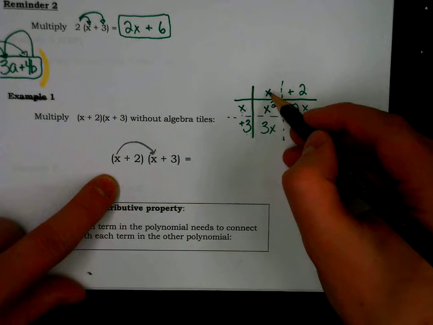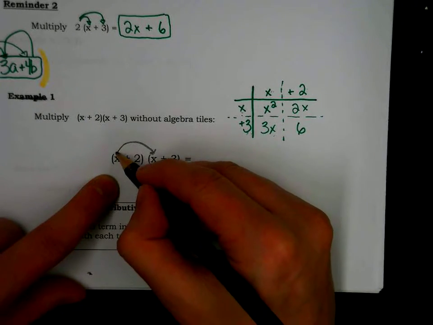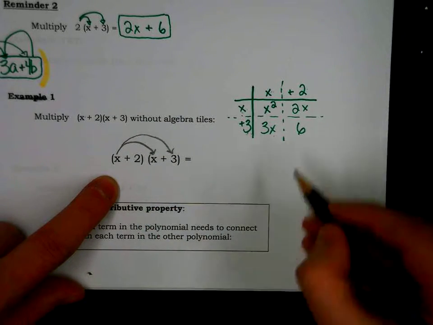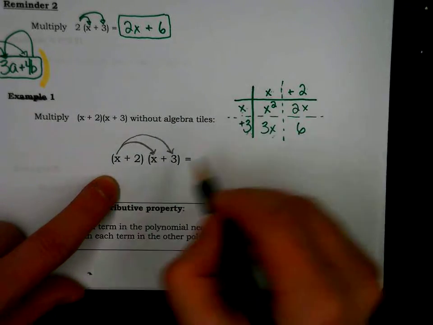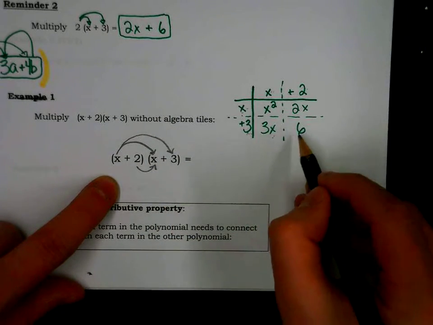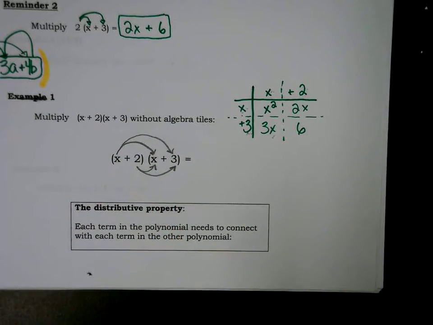Let's just next go and say an x times a 3 is going to connect to make a 3x. So I'm going to say there's going to be an x times a 3 that connects. There's going to be an x times a 2. There's going to be a 3 times a 2, which makes a 6. So essentially, 4 arrows occurred.